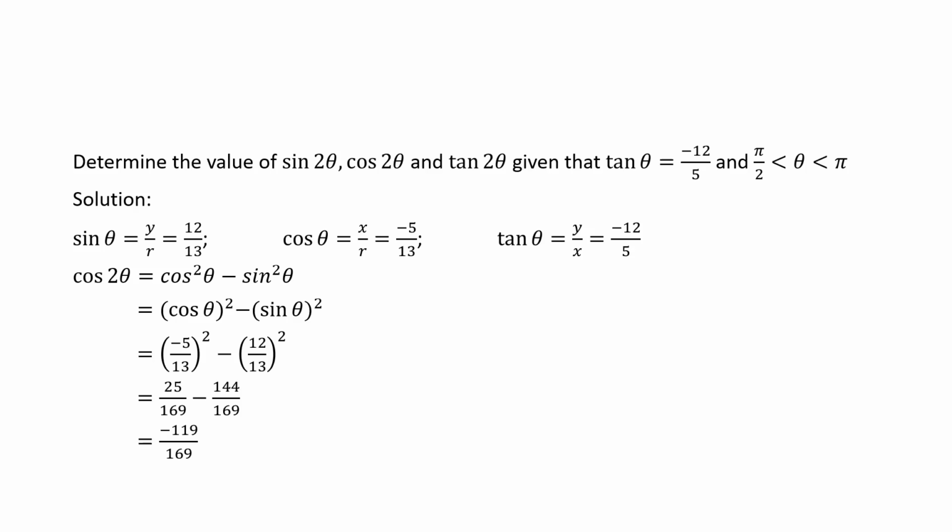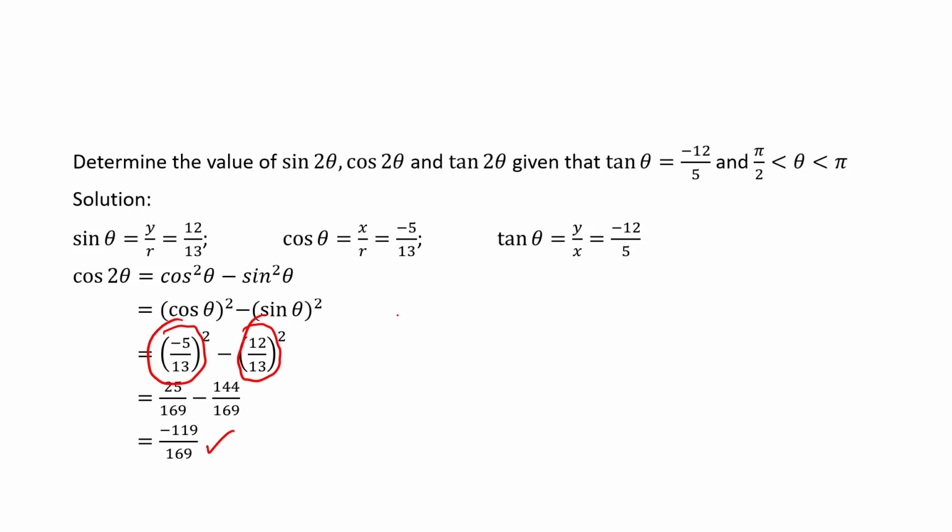Well, how about cos 2 theta? Cos 2 theta, as we know, is cos squared theta minus sine squared theta. Cos squared theta can be thought of as cos theta quantity squared, and sine squared theta can be thought of as sine theta quantity squared. So we plug in our value for cos theta, which is negative 5 over 13, and our value for sine theta, which is 12 over 13. When we do that, we ultimately get a value for cos 2 theta of negative 119 over 169.